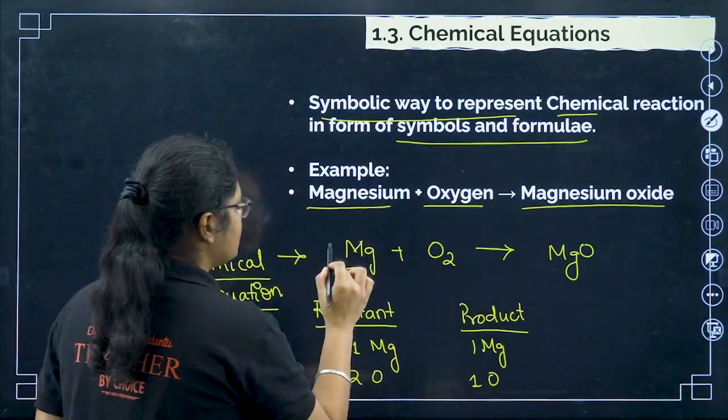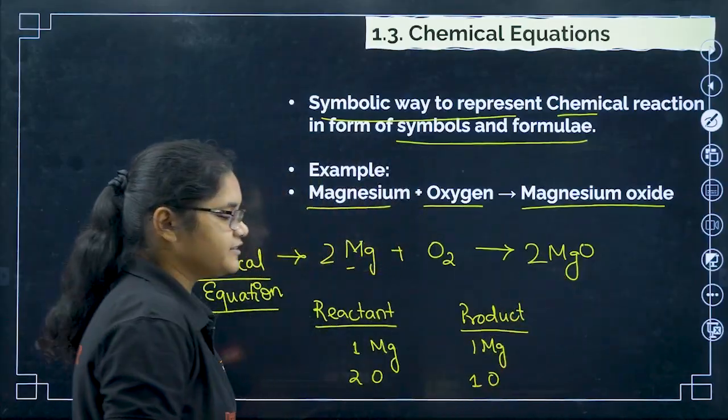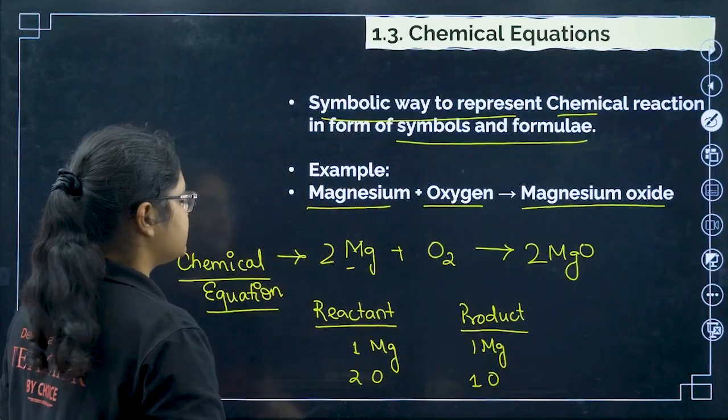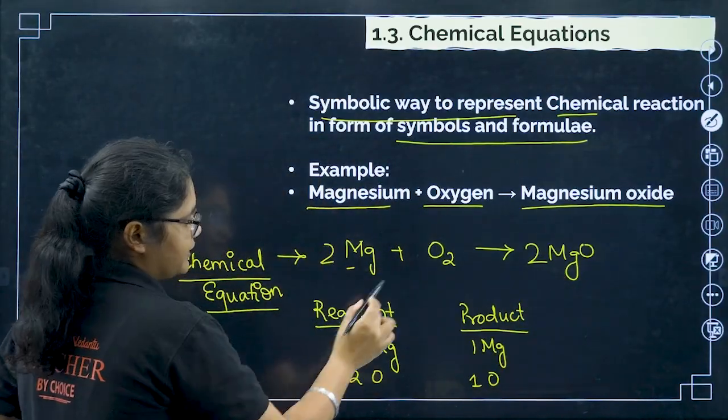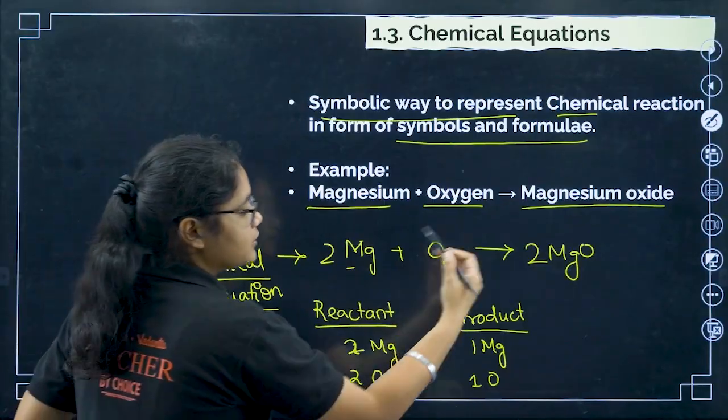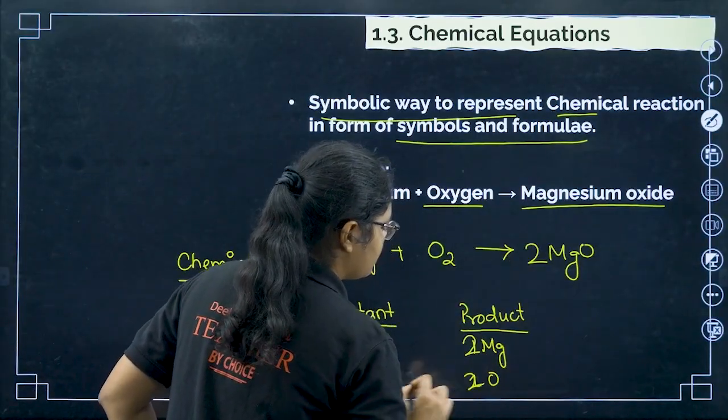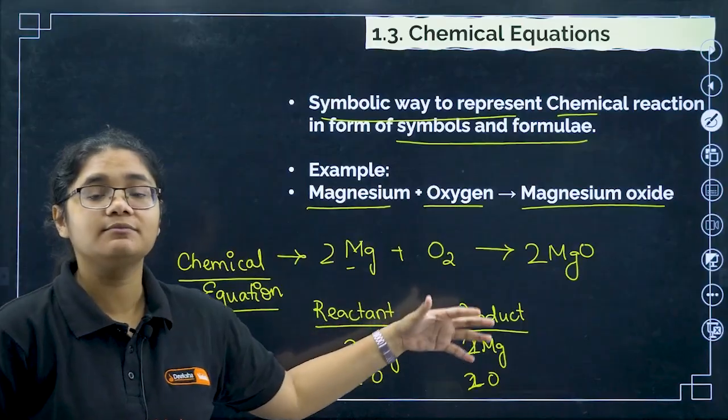So if I just write down 2 Mg and 2 MgO, if I just add these two numbers, now what I will see, on the reactant side I have 2 magnesium and I have 2 oxygen. On the product side I have 2 magnesium and 2 oxygen. So now this reaction becomes balanced.